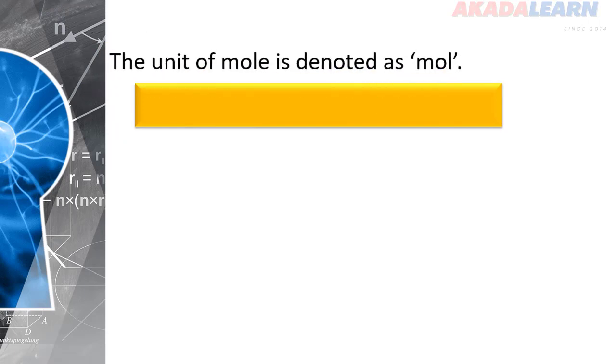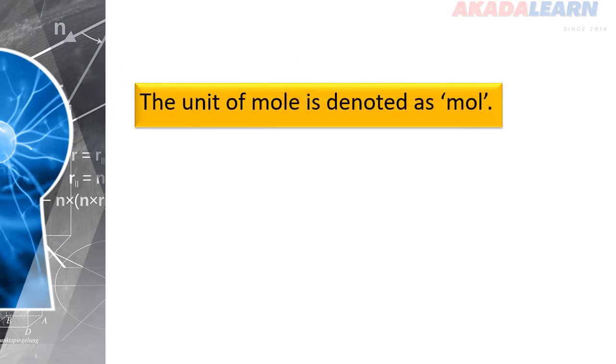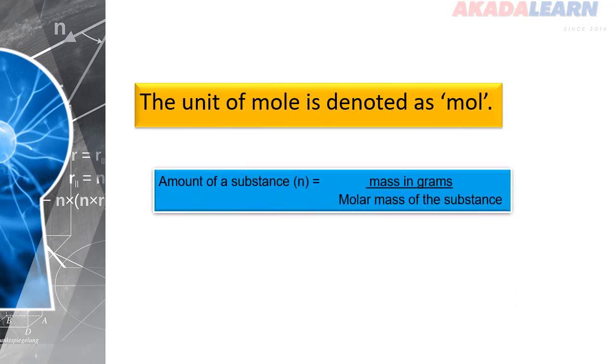The unit of the mole is denoted as mol, M-O-L, while the amount of a substance, n, which is the mole, we calculate it by saying the mass of the substance in grams divided by the molar mass of the substance. Of course, the unit is mole.